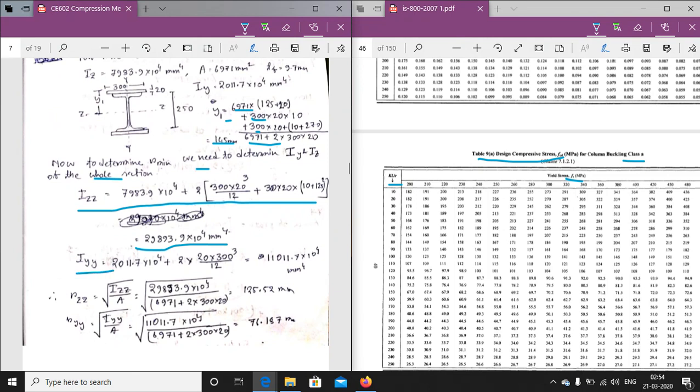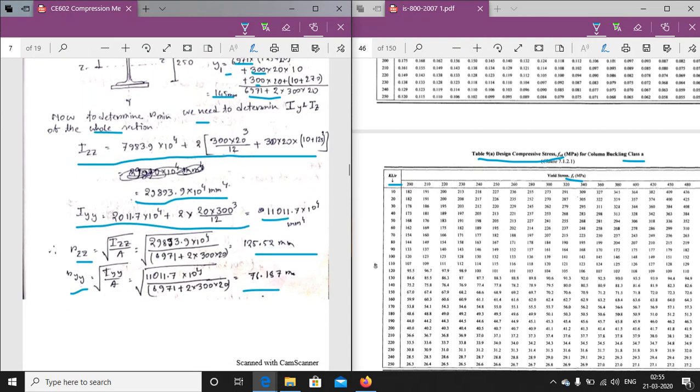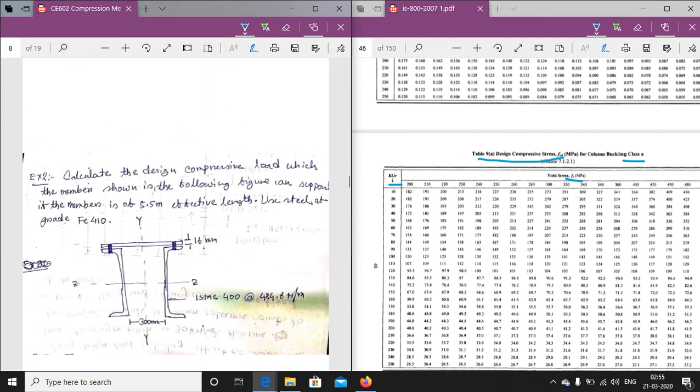By the normal formula we are determining the Iyy, so we have to check which value of the I is much lower. So this is the lower I value, so r minimum will be r_yy. So this is the value of r_zz and r_yy, root over I by A. This is the first math. This is the very normal math. Now the second math is the important math.